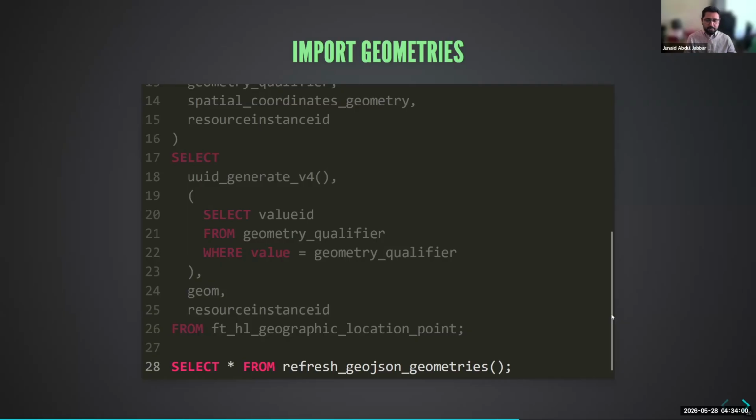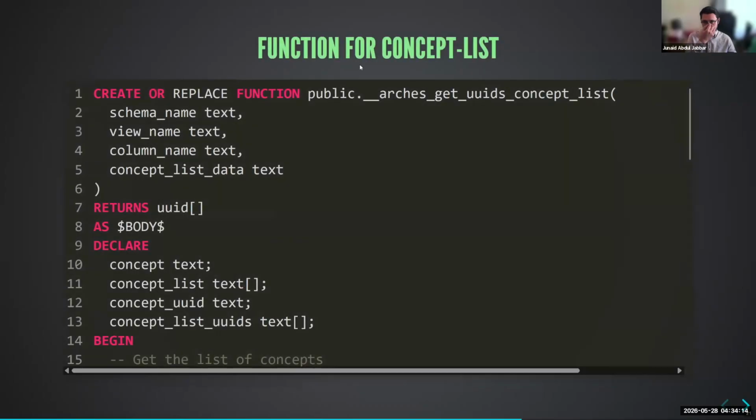So now there are some more examples that are quite useful. I am not going to talk about these, because I think it will be too much SQL. But I have included those in the presentation anyway, if anyone is interested to have a look at it. And I am happy to share the link of this presentation. So there is a function for concept list. This is a custom function.